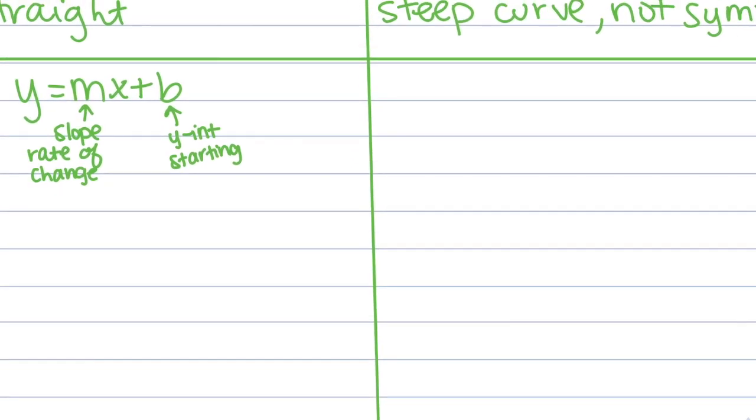For exponential, we use the equation y equals a b to the x. So the important thing here is this a is now our y-intercept, okay? It doesn't have the variable, just like this b doesn't have the variable. And this b is not necessarily our slope, but it is our common ratio. It's the common thing that is being multiplied each time.